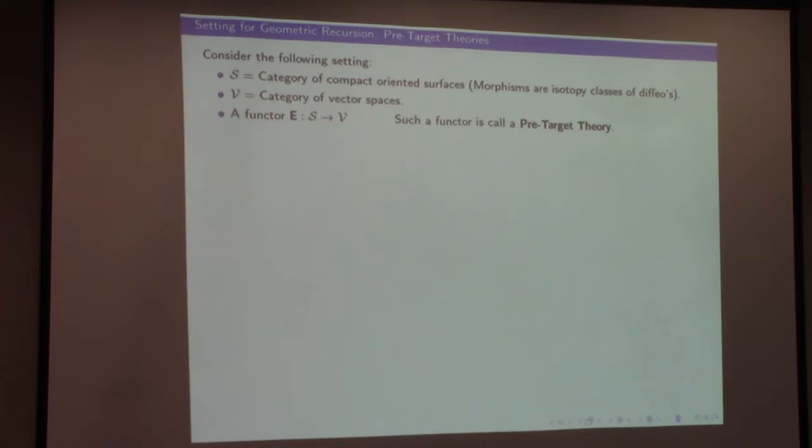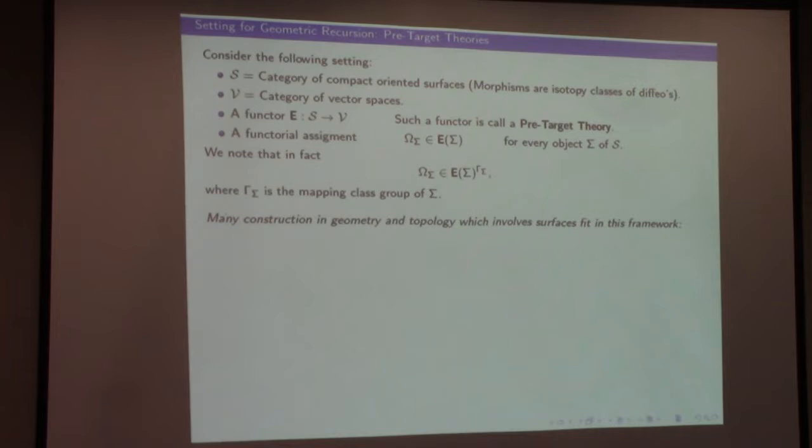So, what I'm in particular interested in is a functorial assignment of a vector in the vector space for the surface, for any surface. And of course, if it's a functorial assignment, I notice that this vector will lie in the mapping class group invariant part of this vector space. And so that's the geometric setting in which geometric recursion is working. And so you might think, oh, well, that's very restrictive. It's a funny setting and so on. But I actually claim that many constructions in geometry and topology that involve surfaces fit in this framework. And so let me give you the 15 examples.